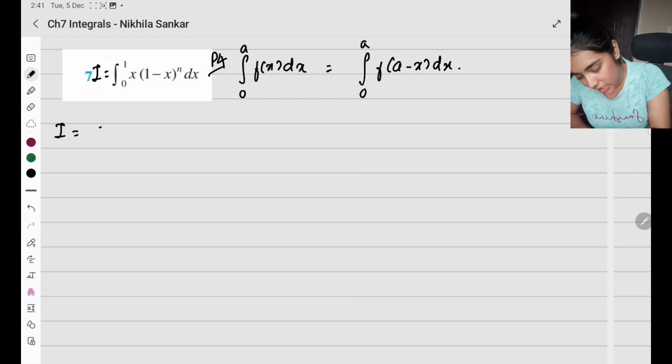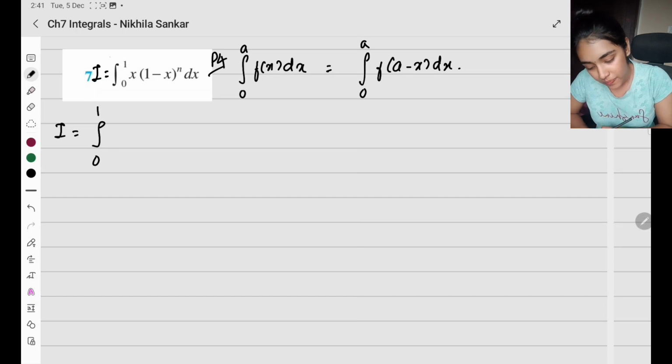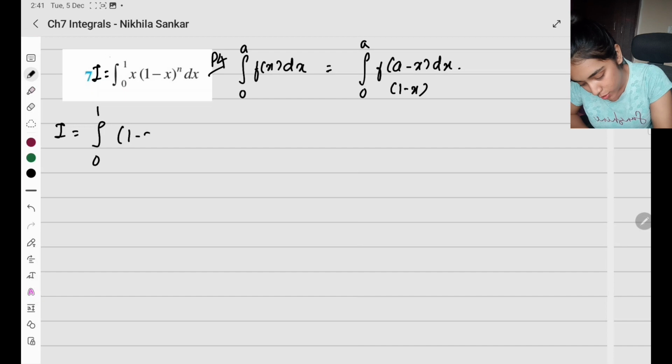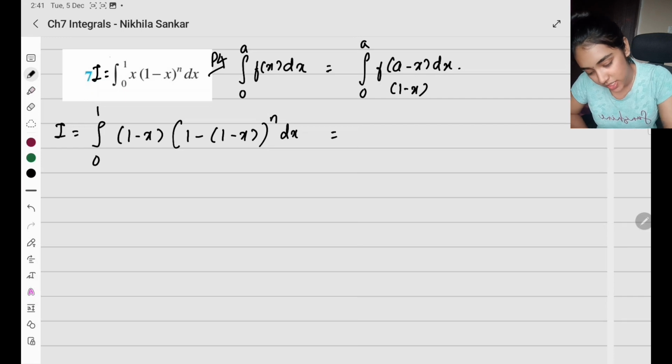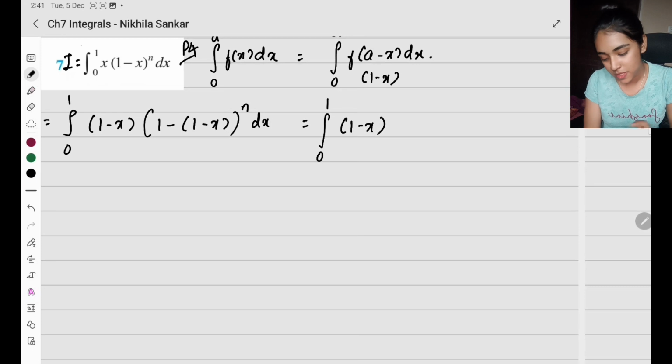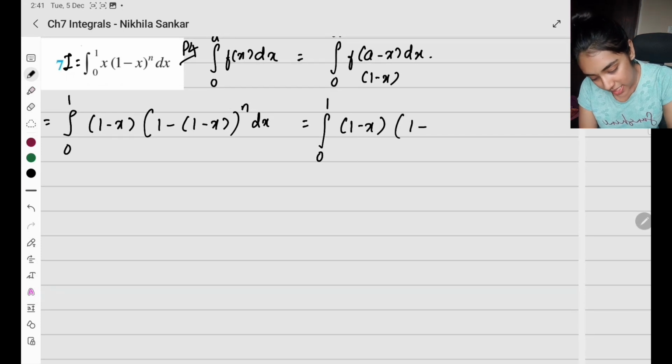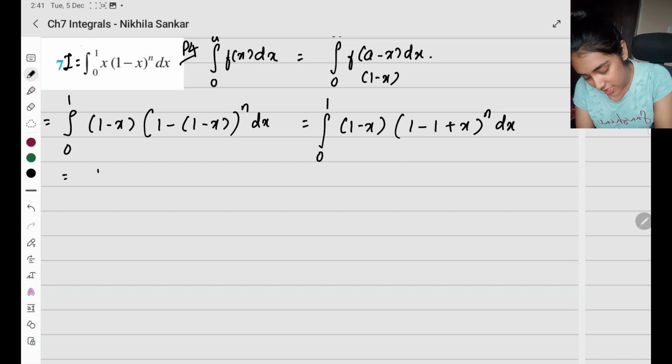So, I have I equals 0 to 1 of a minus x. A's value is 1. So, 1 minus x. So, instead of x, I have to put 1 minus x. In the bracket, 1 minus of 1 minus x to the power n times dx. So, I have 0 to 1 of 1 minus x times, what is there in the bracket, 1 minus 1 plus x to the power n times dx. So, this is nothing but integral of 0 to 1 of 1 minus x. The 1 and the 1 gets cancelled. So, I have x power n times dx.